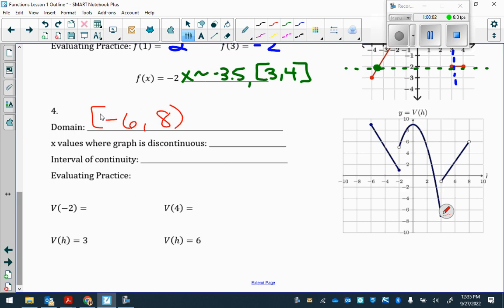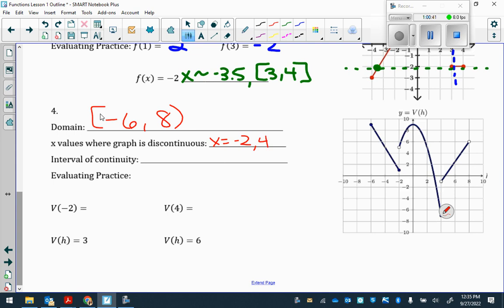Bracket around negative 6, because it's a solid circle. Open circle, I have parentheses. How many of you did get that correct for domain? If you're splitting it here, that is the interval of continuity. Domain is looking at the graph as a whole, the whole thing. Where is the graph discontinuous? Julia. Good. Okay. -2, and then we have 4 because there's no other there.